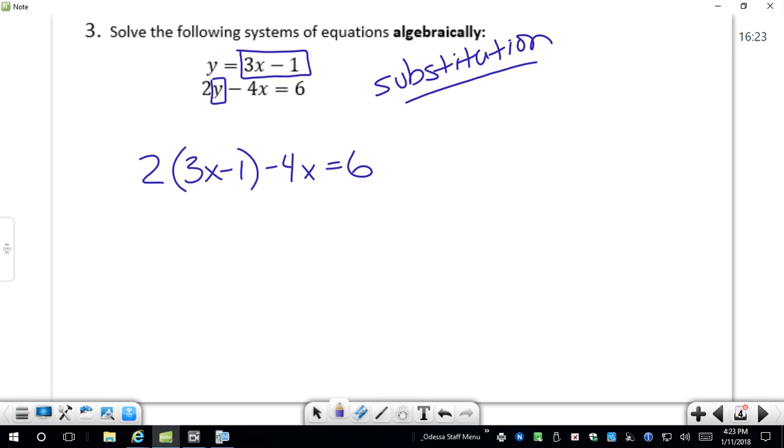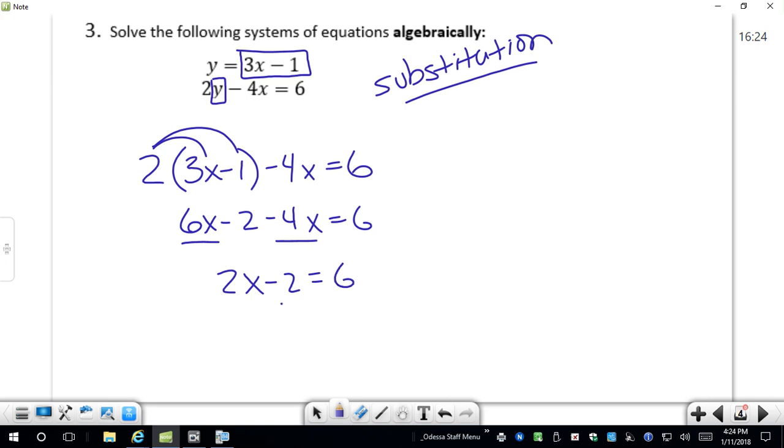Now, why are we doing that, guys? Because now what we have is one equation with simply x's in it. And now we're going to go ahead and solve, and we're going to start by distributing. We're going to get 6x minus 2 minus 4x equals 6. We're going to get a couple of like terms there. We're going to combine those. 6x minus 4x is 2x. Now we've got reverse PEMDAS. So we're going to add 2 over. We get 2x equals 8. Divided by 2. We get x equals 4.